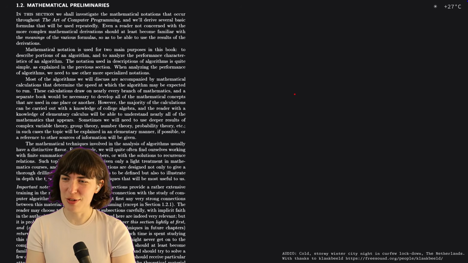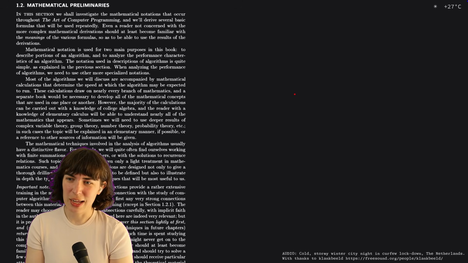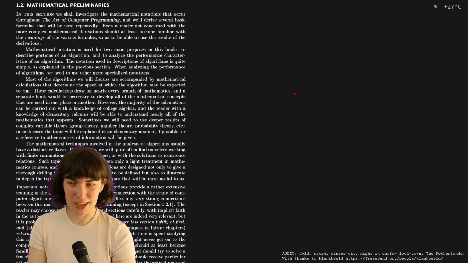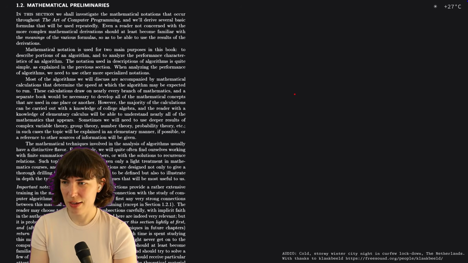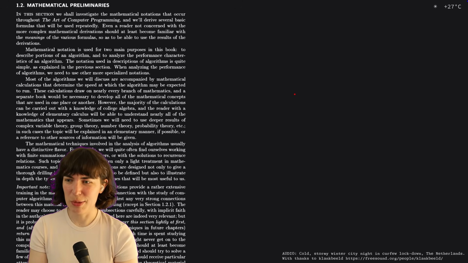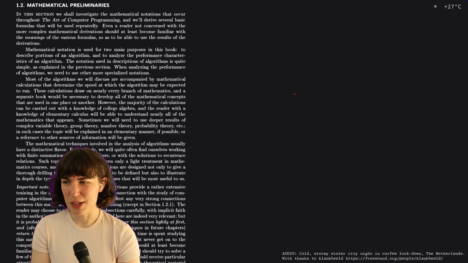The notation used in descriptions of algorithms is quite simple, as explained in the previous section. When analyzing the performance of algorithms, we need to use more specialized notations. Most of the algorithms we will discuss are accompanied by mathematical calculations that determine the speed at which the algorithm may be expected to run.